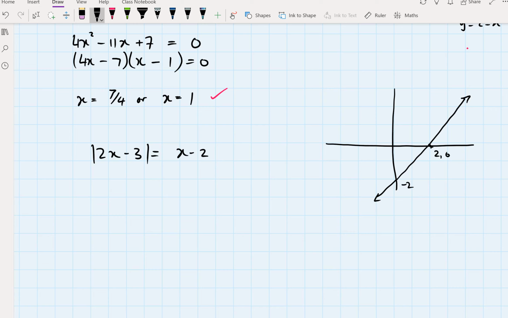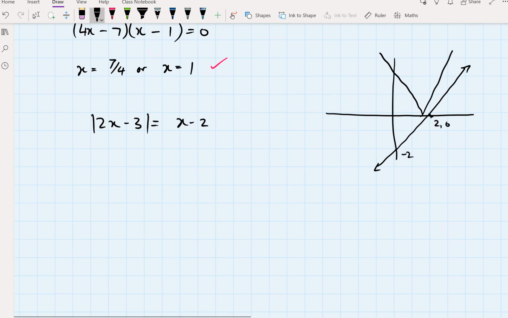And what does my modulus graph look like? My modulus graph bounces at 1.5, and it's got a gradient of 2, so it's steeper than my previous one. It's going something like that. From this diagram, I can see that those two graphs aren't going to intersect. They aren't going to cross. My extraneous values are going to kick into play here. So let's think about what's happening with this graph. Why are we not getting those solutions?